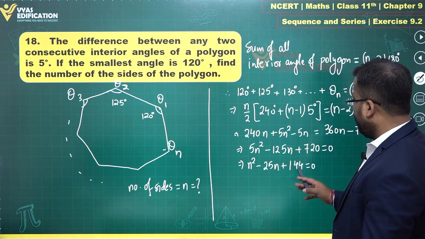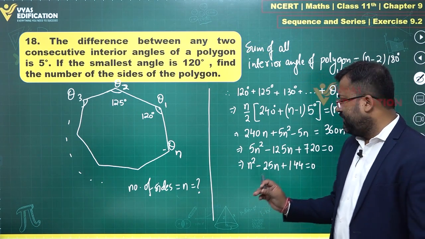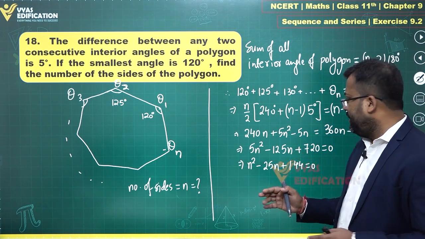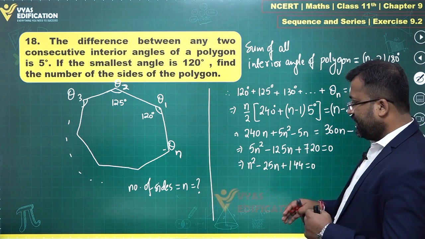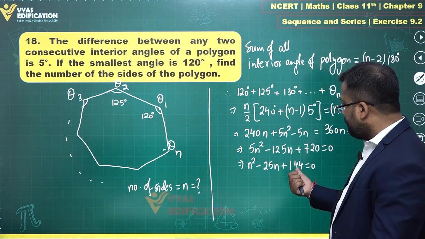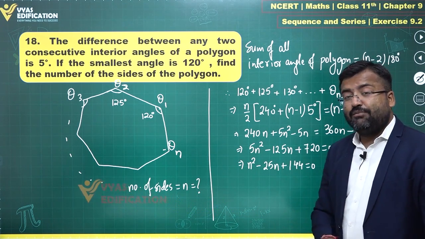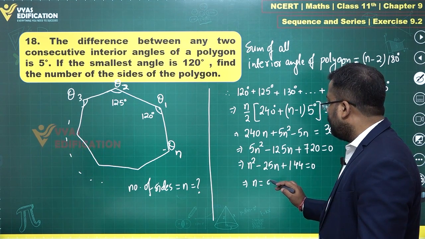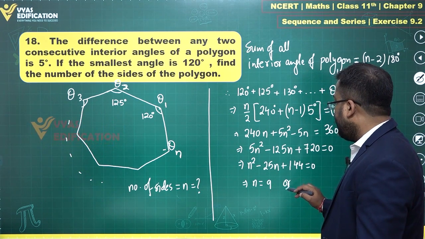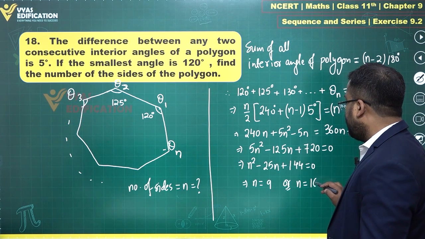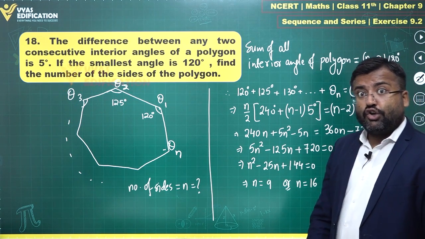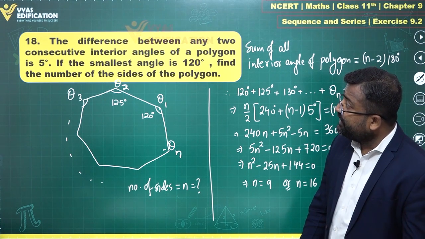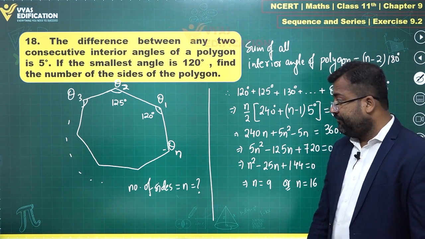So factorize this 144 to get the sum 25. It's simple. 144 is 12 into 12, but 12 plus 12 is not 25. So we need to increase the sum, right? So from 12, you can reach 9, and 9 into 16 is also 144. So this 9 plus 16 is 25. That tells me n will be equal to 9 or n will be equal to 16. So there are two possible polygons for which we'll have the similar condition. Seems so.